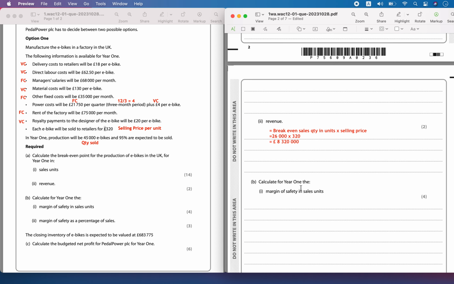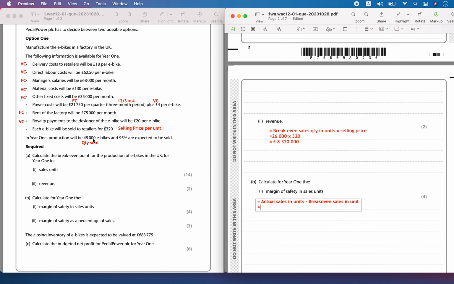Now calculate for 1 year the margin of safety in sales units. So now let's calculate the margin of safety. The margin of safety is equal to the actual sales that's happening minus the break even sales. You would have done the break-even calculation, but the actual sales might be different. The difference between the actual sales in units minus the break-even sales in units will be the margin of safety.